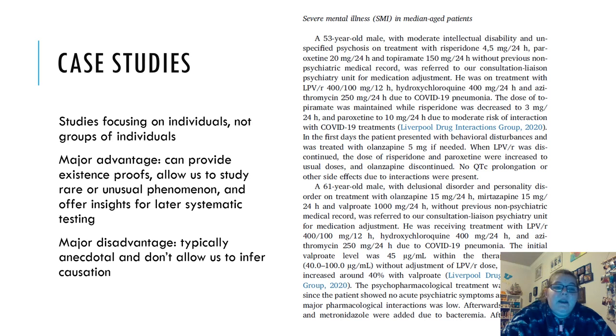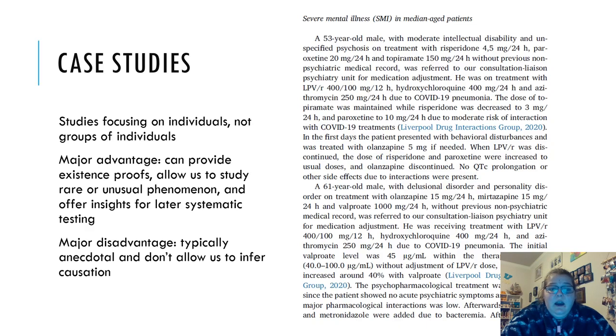Basically, case studies tend to focus more on individuals instead of groups. If you look at the paragraph, it starts with a 53-year-old male with moderate intellectual disability. And then the second paragraph, a 61-year-old male. So they are studying specific people with specific things they're interested in. This is typically done as like exploring, okay, is this phenomenon real? Can we find incidents of this and use that to build on?